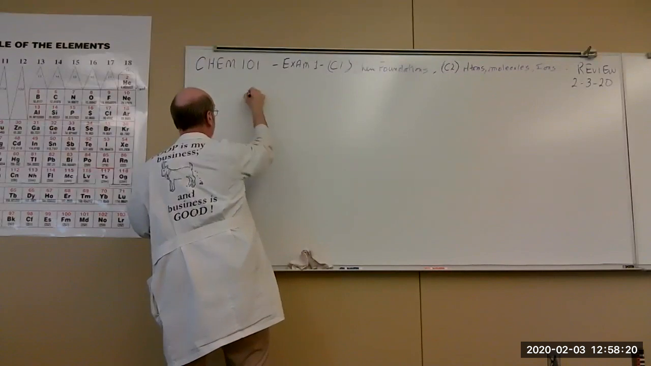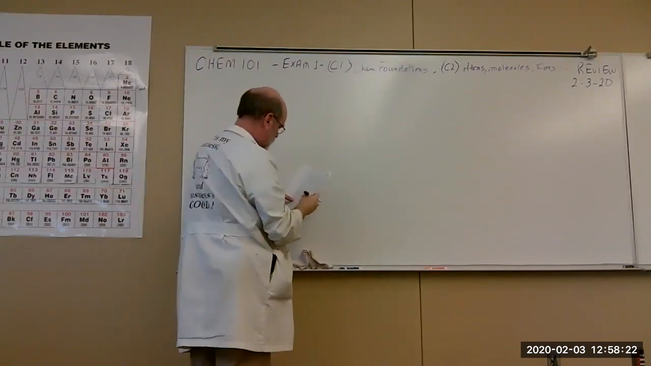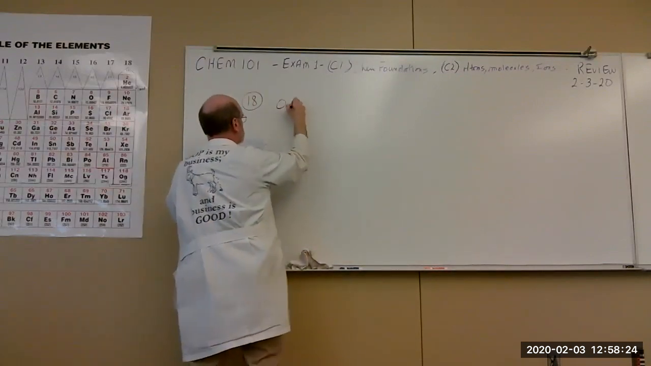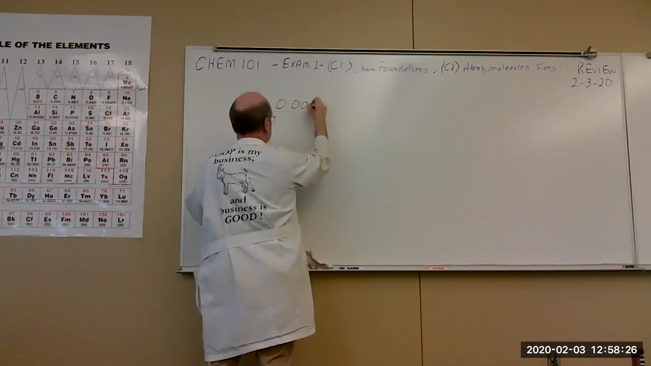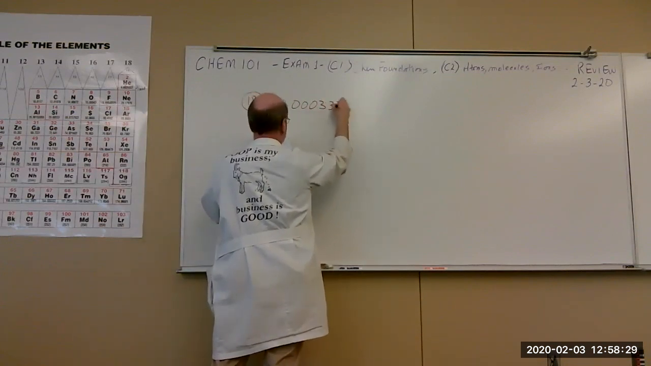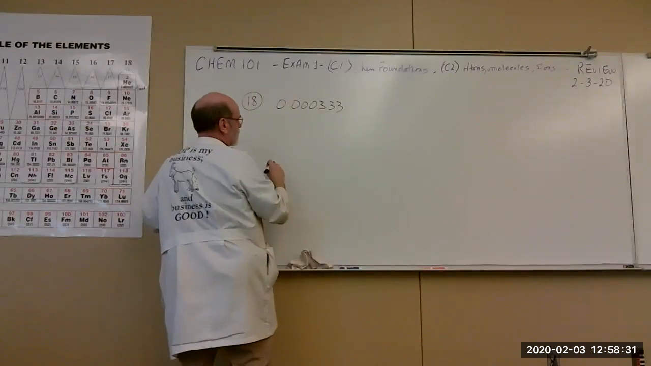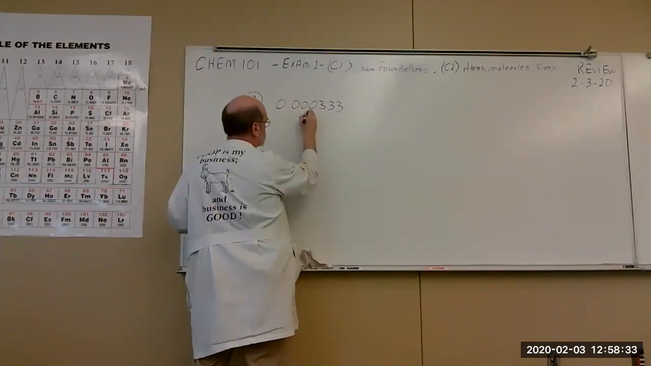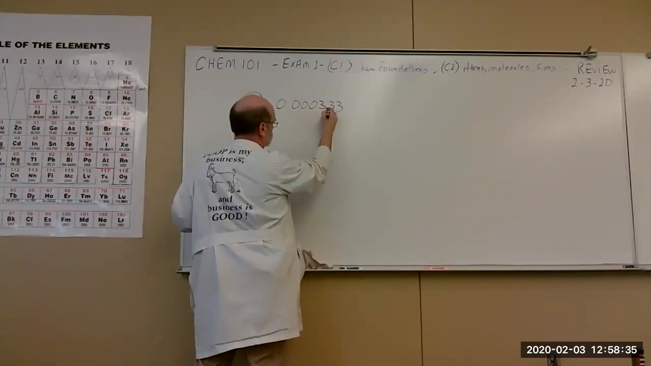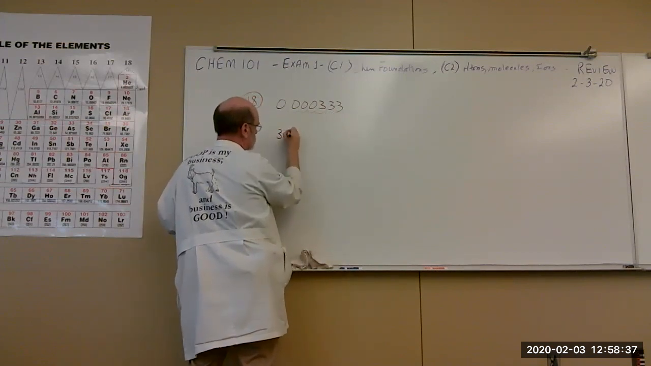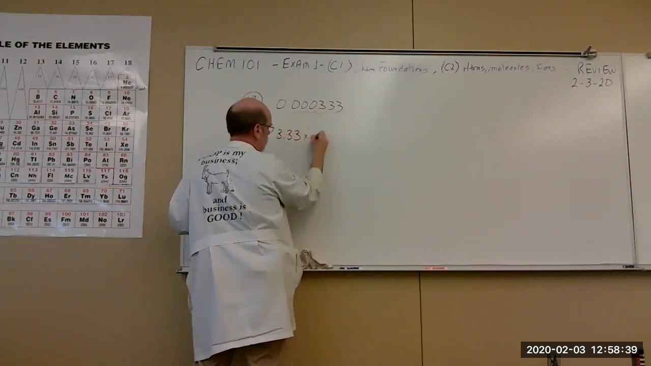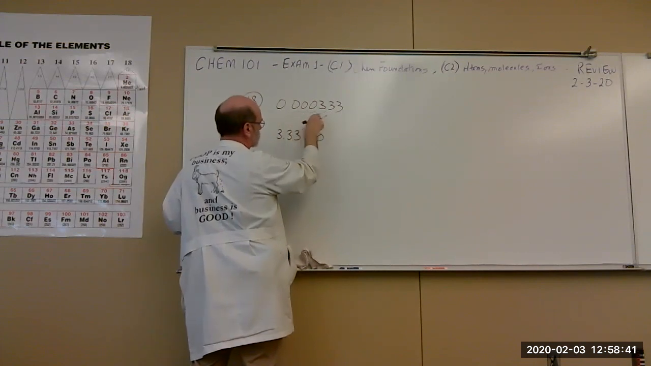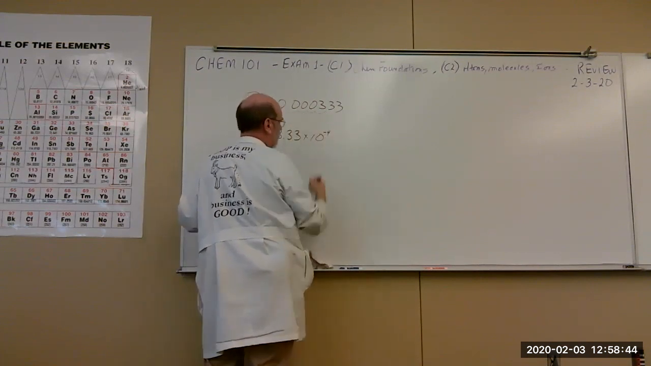Number 18. Okay, so our standard notation is this. He did move it that way. And we're going to move the decimal 1, 2, 3, 4 to the right. So that makes our coefficient that. And then we move 4 to the right means negative.